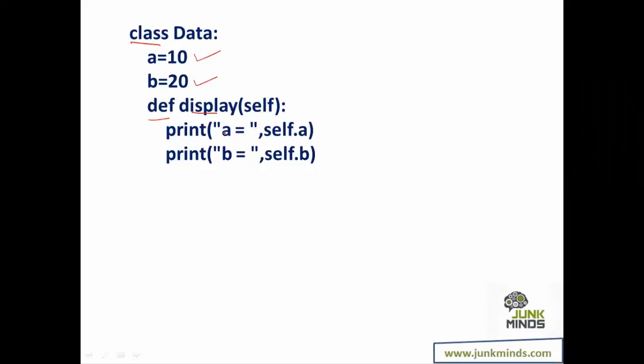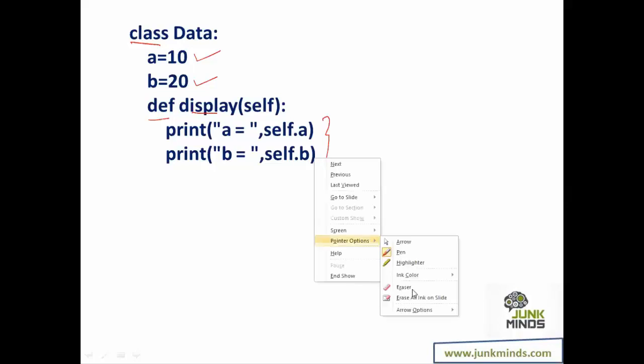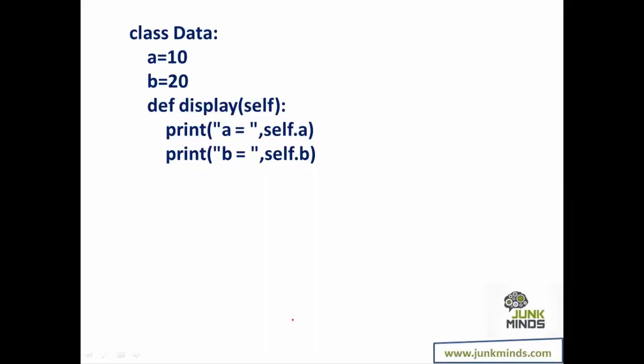So this display function, what is it going to be? Whenever invoked, it will display the value of A and B. So this is the class that I have created. It has two variables A and B, and it has a method. Now I should use the word method, called display.